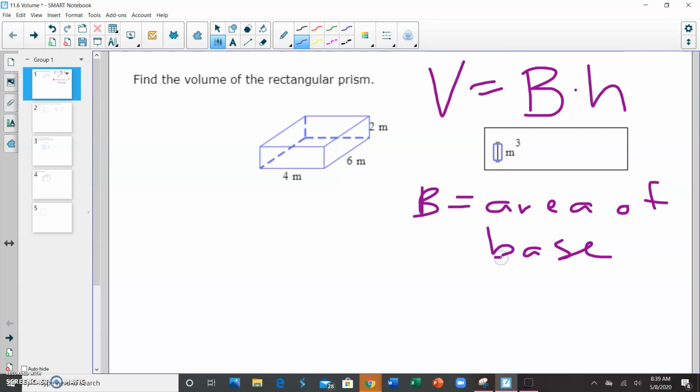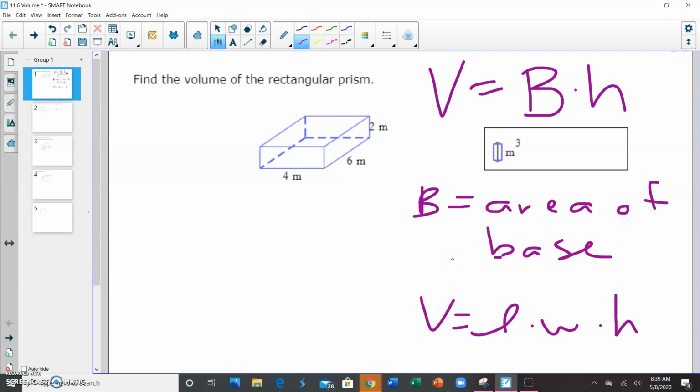Now, I know that on this one you were told that volume is equal to length times width times height, and your teachers are right. But if you look at this figure, the length is 4 and the width is 6, so then your height is 2. And guess what the area of the base is? The area of the base is 4 times 6, and then you'd multiply by 2. So this one should be very simple.